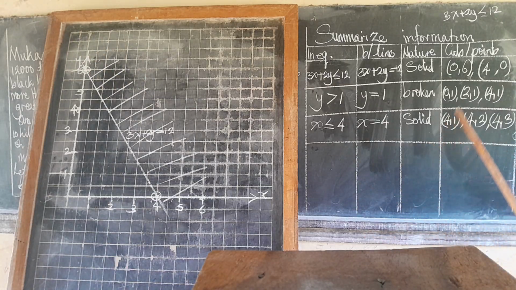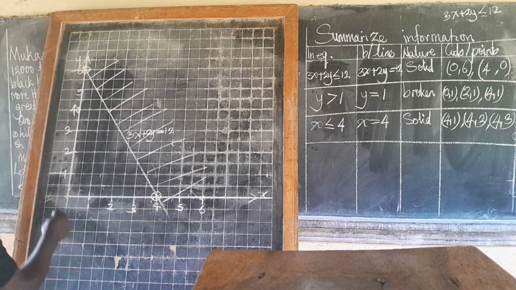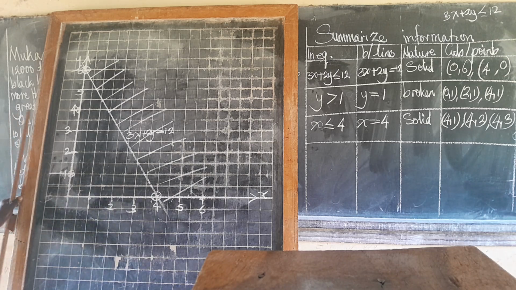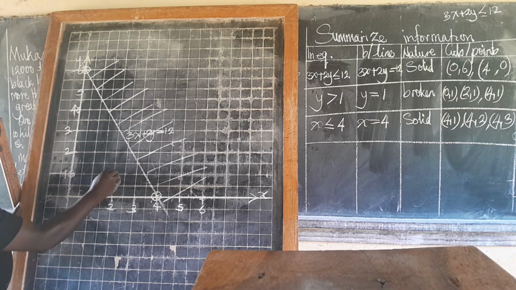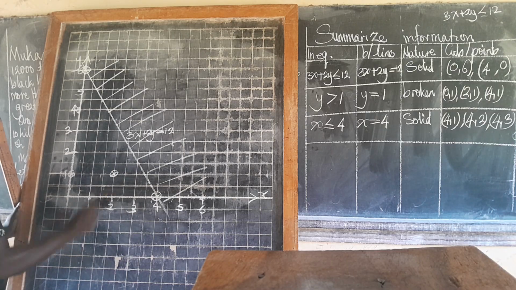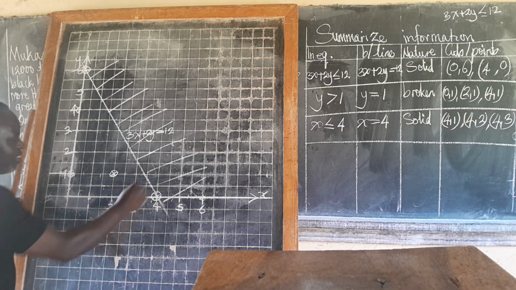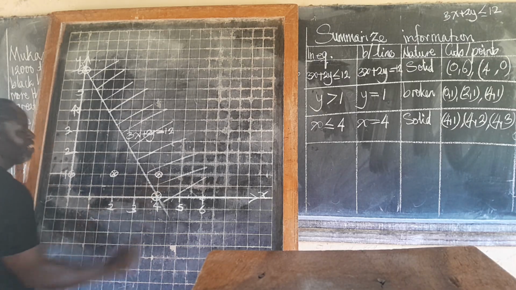Now we move to another one. We have (0, 1), (2, 1), and (4, 1). (0, 1) is here. Don't forget, that's (0, 1). Then we have (2, 1), which is here. Then we have (4, 1), which is here. Wow, that is (4, 1).